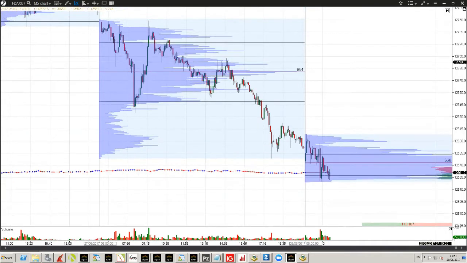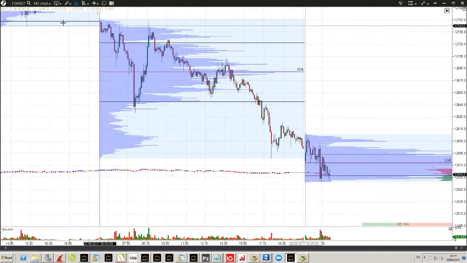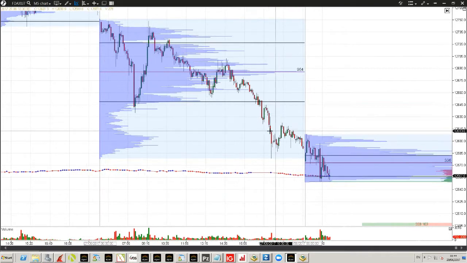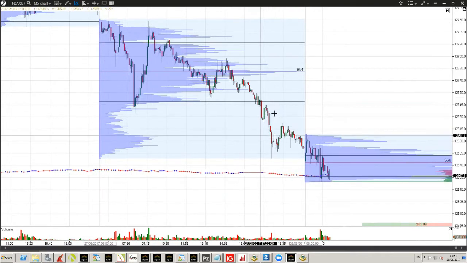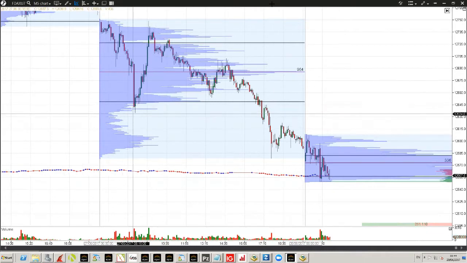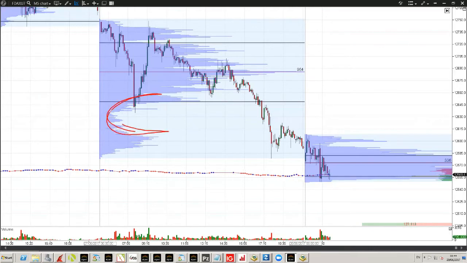So we had the same thing happen the day before. We opened up below the value area low from Monday, and then closed below the value area low from yesterday as well. So that's quite significant. We have opened up a low volume pocket. It's fairly tenuous, but it's there.